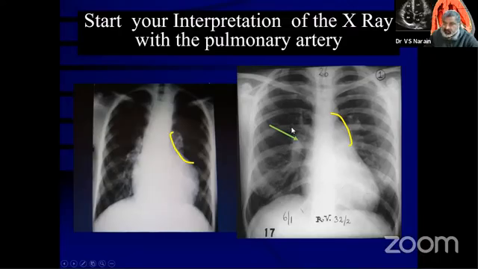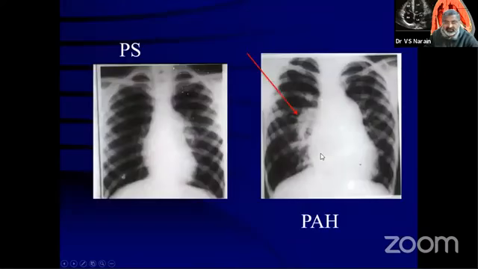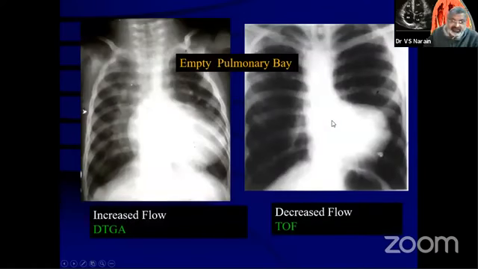Main pulmonary artery is swollen, no right pulmonary artery, PS situation, like in this example. Main pulmonary artery is prominent, but the right is not there. Main pulmonary artery is prominent, and the right pulmonary artery is also prominent. So this is PS, and this is pulmonary arterial hypertension.